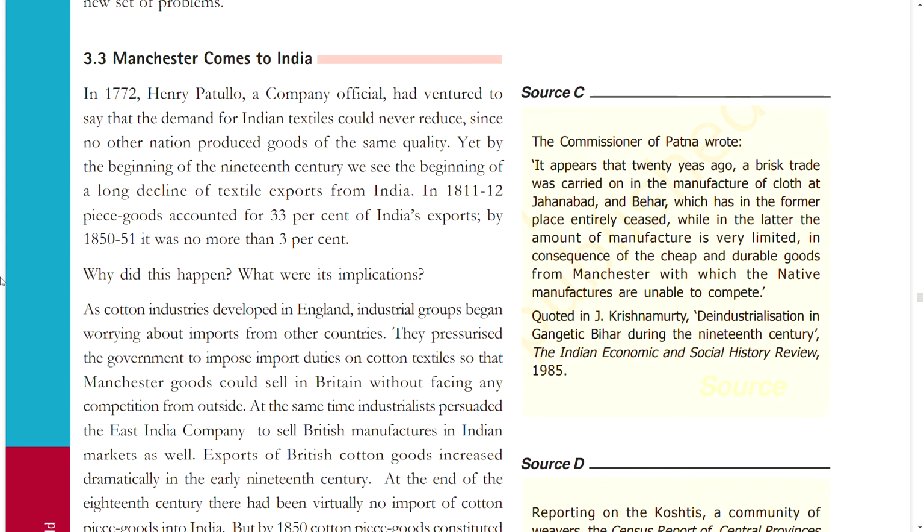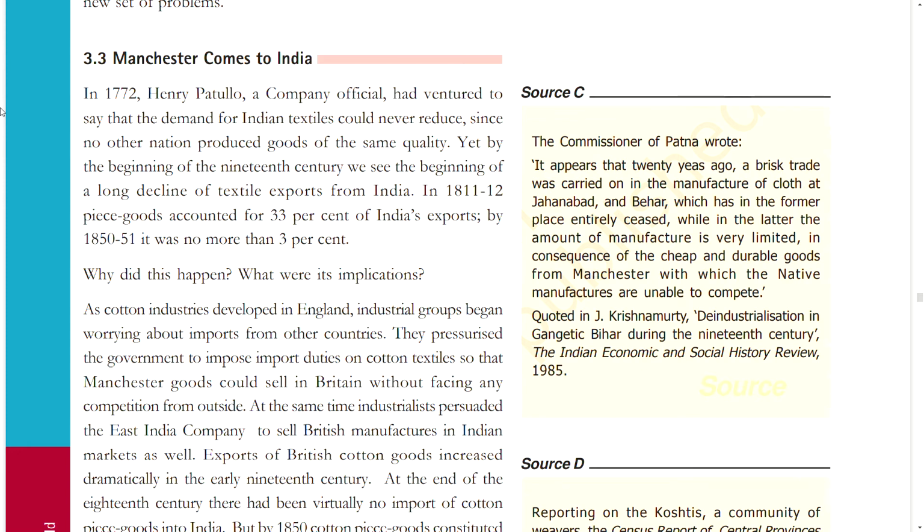Manchester comes to India. The commissioner of Patna wrote, it appears that 20 years ago a brisk trade was carried on in the manufacture of cloth at Jahanabad and Behar, which has in the former place entirely ceased, while in the latter the amount of manufacture is very limited, in consequence of the cheap and durable goods from Manchester with which the native manufacturers are unable to compete. Quoted in J. Krishnamurti, Deindustrialization in Gangetic Bihar during the 19th century, The Indian Economic and Social History Review, 1985.